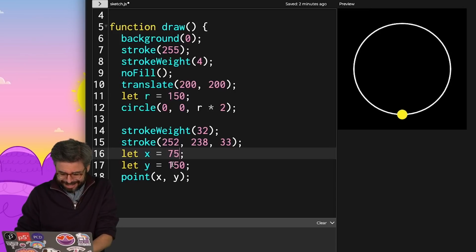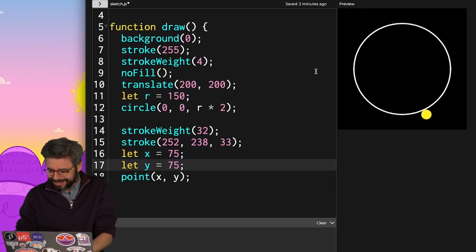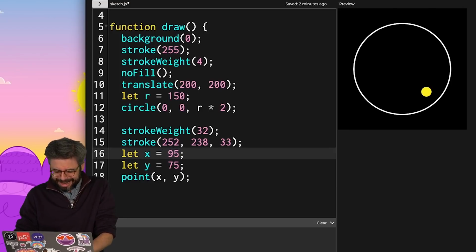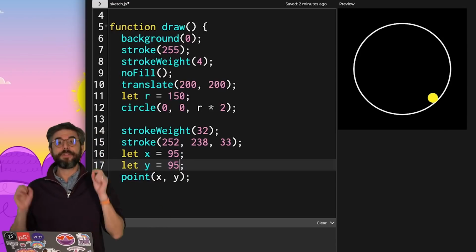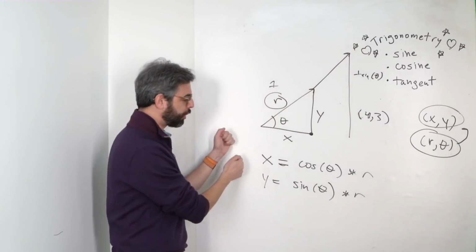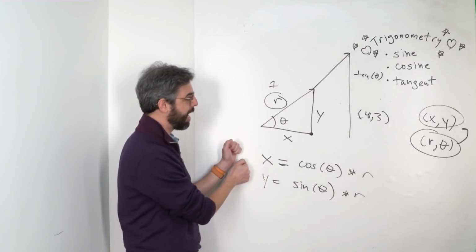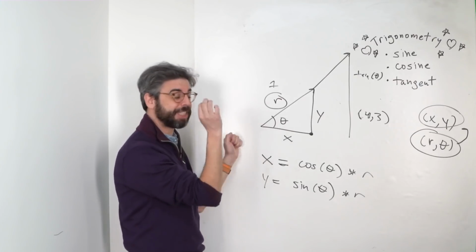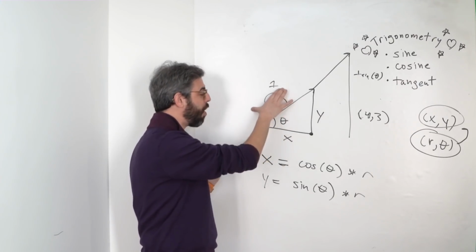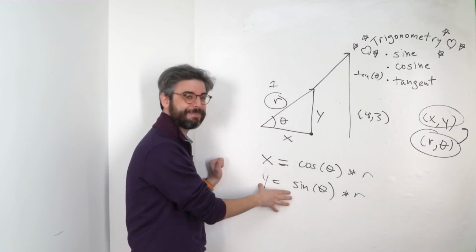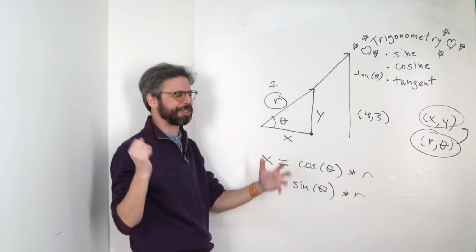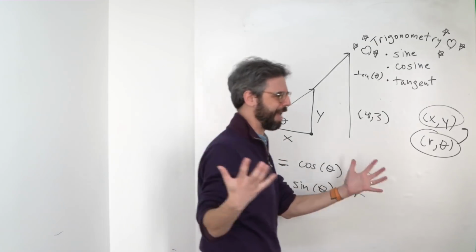I mean, I could kind of guess, like 75, 75. No, it's got to be a little further out, right? 95, 95. I don't know. Oh, I'm getting closer. This is where polar to Cartesian coordinates comes in. I can say I want a position on the circle of radius r at a given angle, and then use this formula to get my x and y, rather than have to just magically know it or guess it correctly.